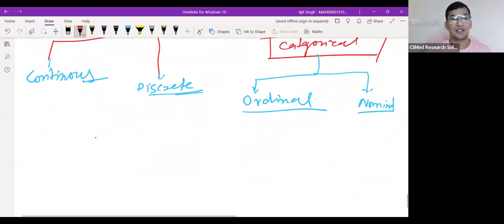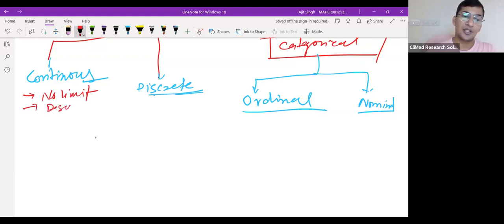What is continuous data, guys? Continuous data means there are three major differences. There is no specific limit. Usually there is a decimal in between, right? And the third very important thing in continuous data is that there is a huge range in the data.